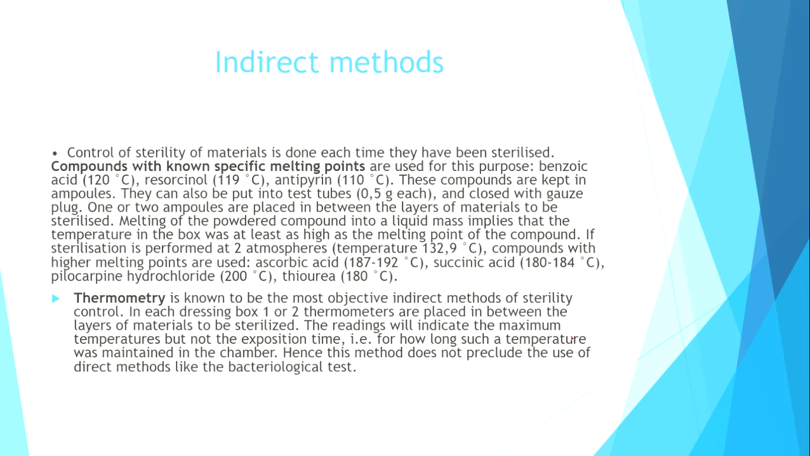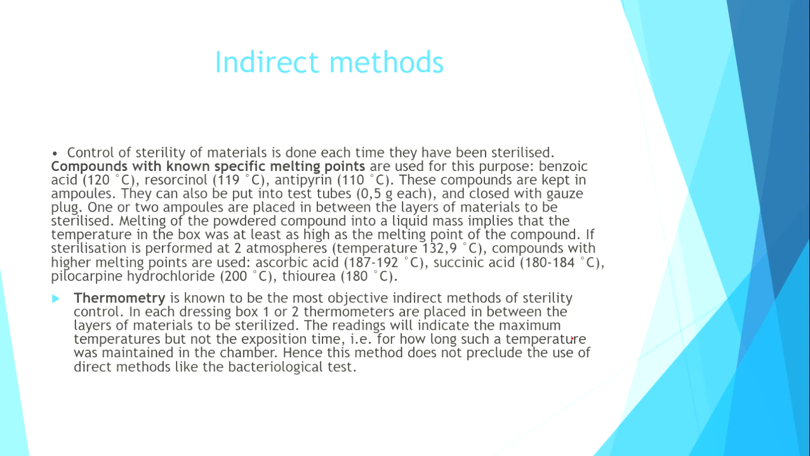And we have indirect methods. Control of sterility of materials is done each time they have been sterilized. Compounds with specific melting points are used for this purpose: benzoic acid, resorcinol, antipyrine. These compounds are kept in ampoules that can also be put into test tubes and closed with a gauze plug. 1 or 2 ampoules are placed in between the layers of material to be sterilized. Melting of the powdered compound into a liquid mass implies that the temperature in the box was at least as high as the melting point of the compound.